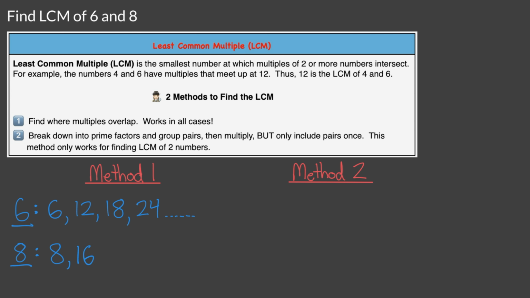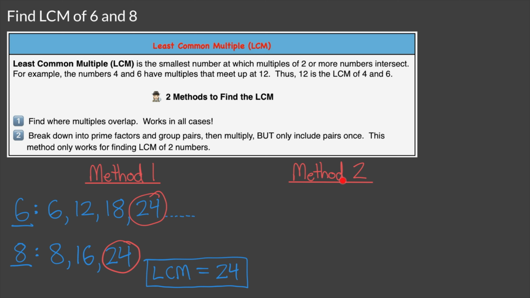So we look and see, are there any multiples here that are overlapping? Well, there's no 8 on top here. There's 16, but there's no 16 here. So we have to keep going until we find a multiple that overlaps. Next would be 8 times 3, which is 24. Well, there we have it. We have a multiple that overlaps. Thus, our LCM, or least common multiple, is 24. So our least common multiple for 6 and 8 is 24.